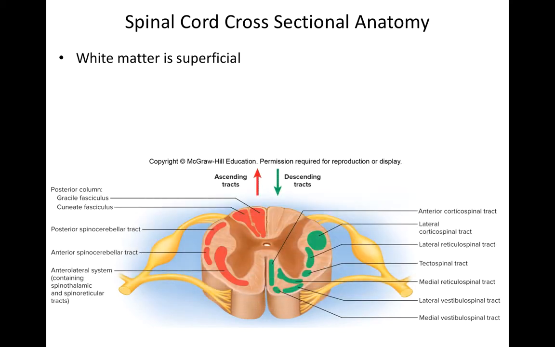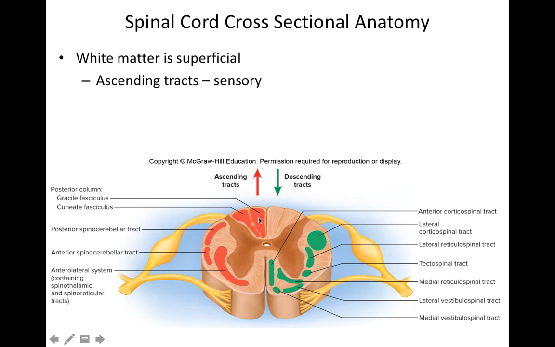Now let's talk white matter. That's going to be superficial in the cord. The white matter is going to be divided into what are called tracts. So we have ascending tracts in red here. It is important to know that all of these tracts are also on the other side. This would all be red. They have just separated it so that you can see ascending versus descending.